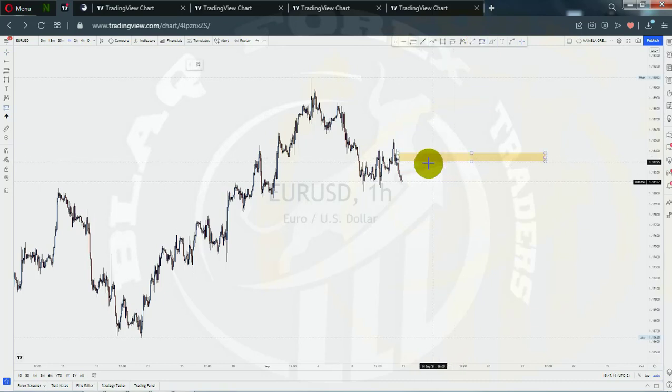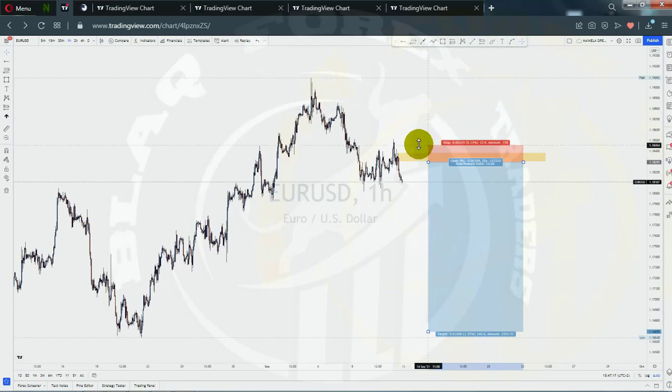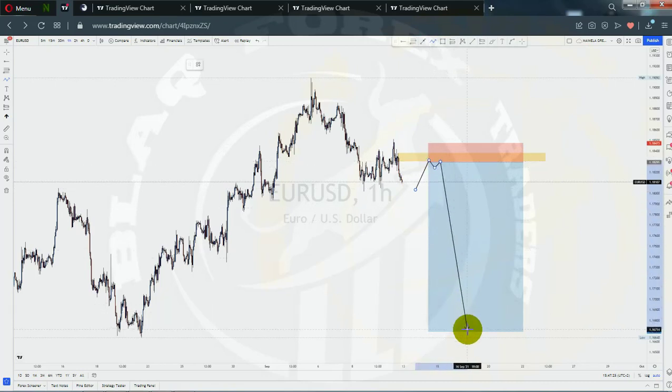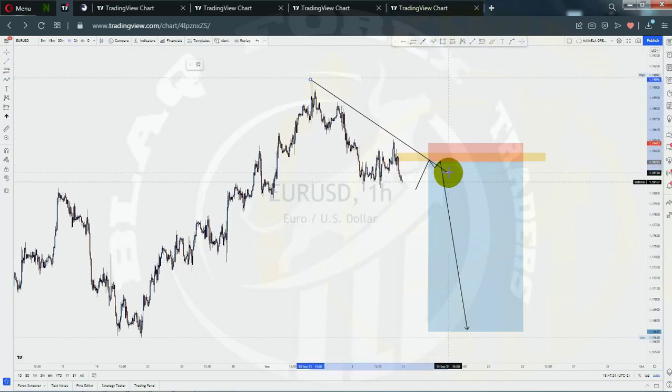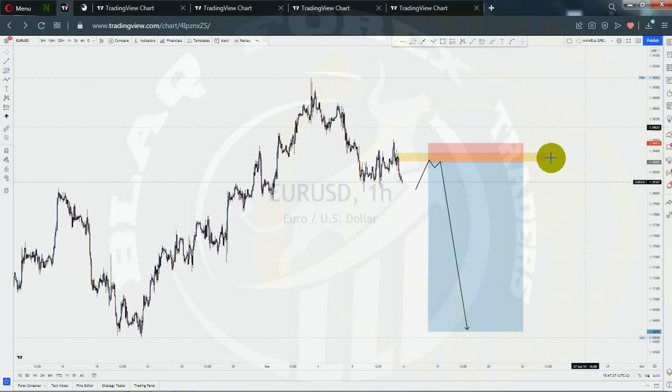My anticipation on Euro USD is for them to come to this level before they continue with their downtrend movement. For them to just make a small movement to the upside, revise a pattern, and continue with their downtrend. So this will be what I'll be looking for on Euro USD, something like this.